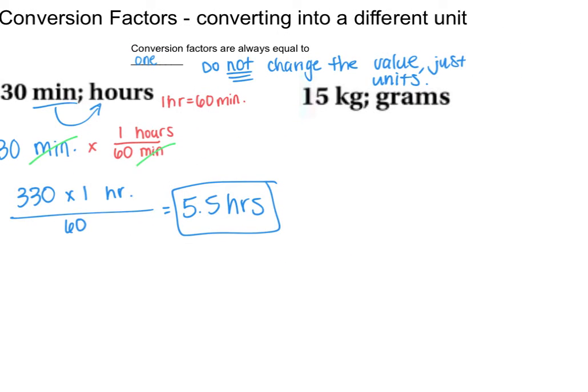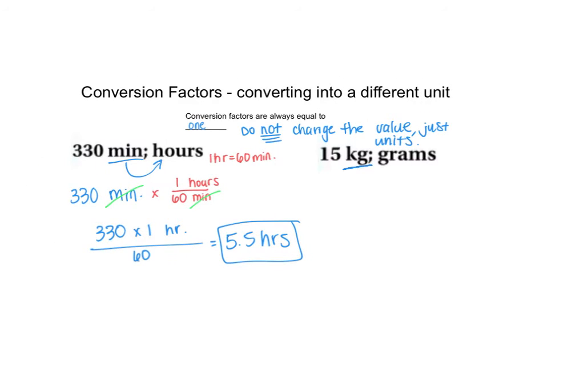Okay. All right, let's try the next one. So we've got 15 kilograms. We want to change that into grams. So 15 kilograms. Remember, when we're multiplying, we want to multiply by a conversion factor. So we're going to multiply by a fraction. Kilograms is going to be in the denominator, and grams is going to be in the numerator. Why? Because we want to change it into grams, and we want kilograms to cancel out. We want to get rid of kilograms.